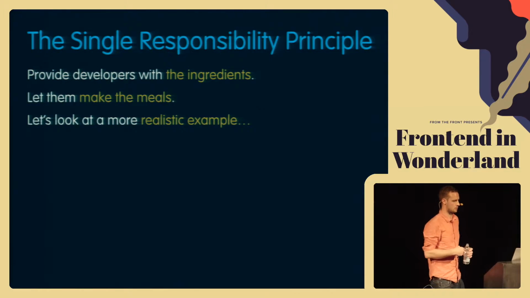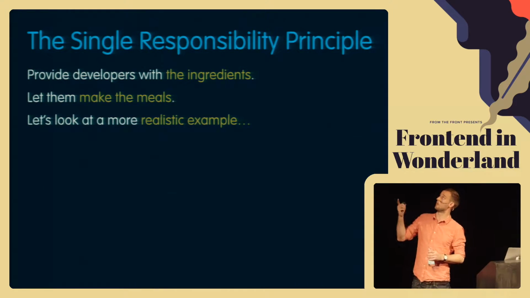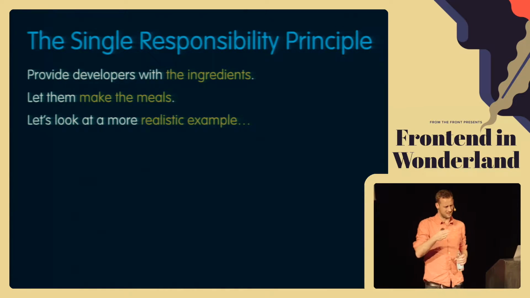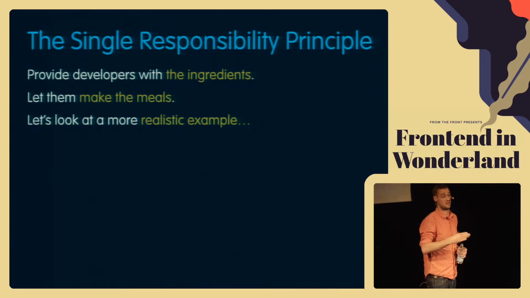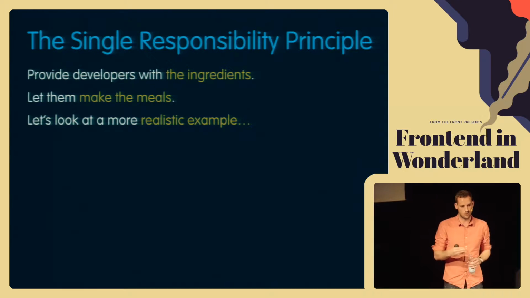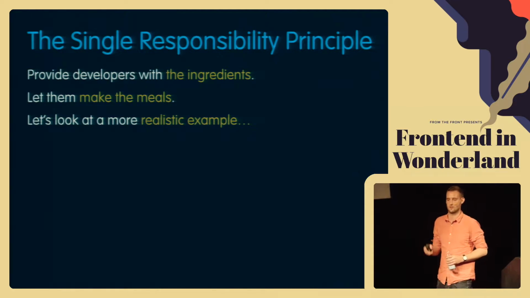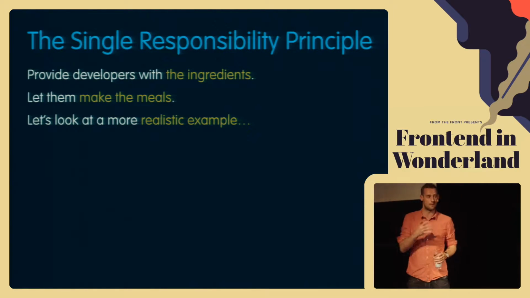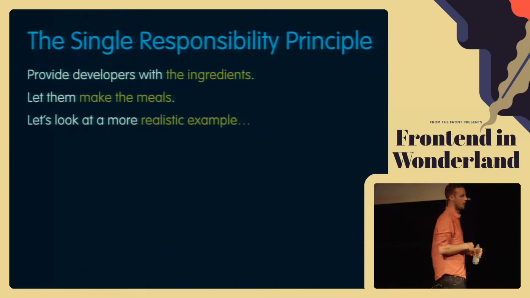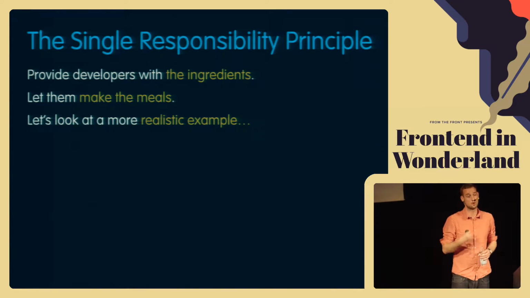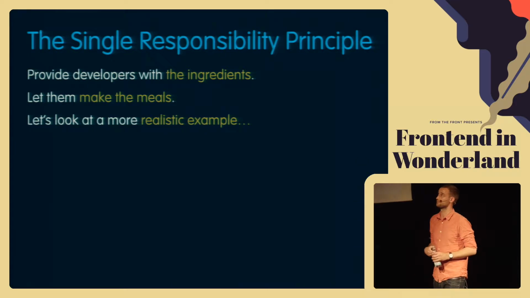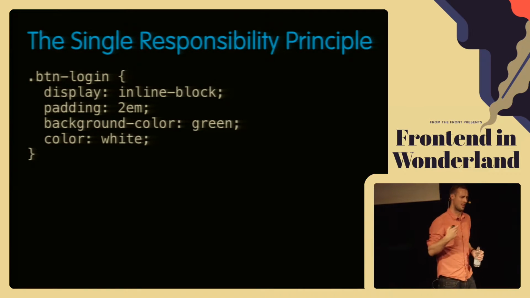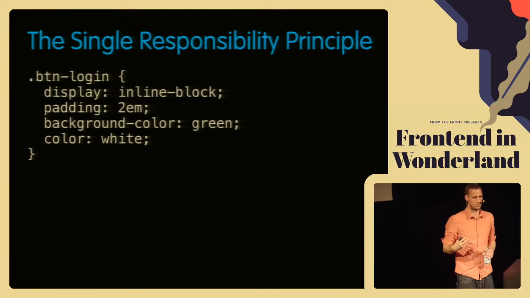A more realistic example. If you work on a team that provides a style guide, perhaps, it's important that you provide your colleagues with the ingredients. Do not provide them with the meal. Give them the ingredients to make it themselves. It will provide them much more flexibility and much more choice. It's less opinionated.